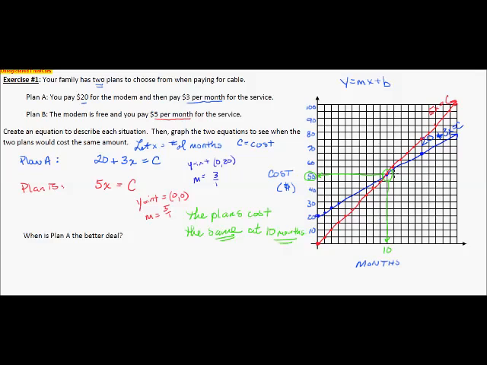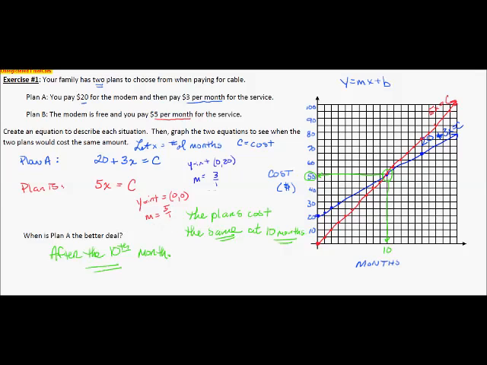Plan A is the better deal when its line is less than the red line. In the first 10 months, you're actually paying more for Plan A, but once you hit that 10-month mark, it starts to cost you less than Plan B. So we're going to say after the 10th month, Plan A starts to be a better deal.